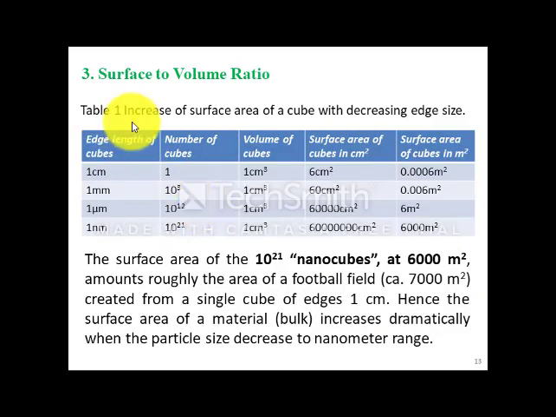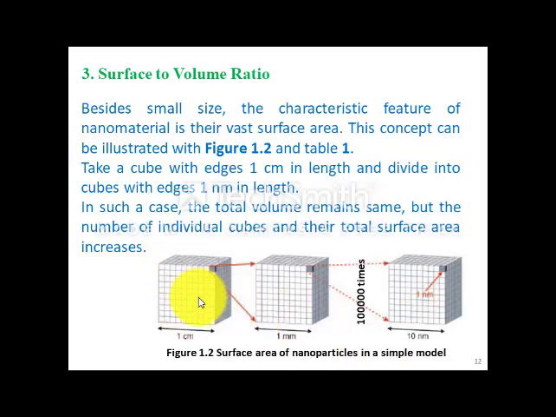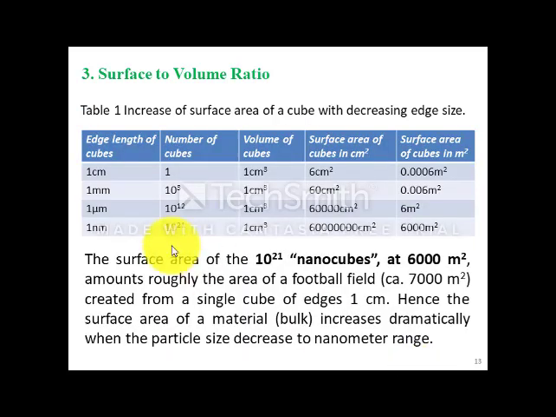This is the table which shows the calculations from the previous figure. If we divide a 1 centimeter cube into 1 nanometer cubes, how much can the surface area increase? The overall volume of all the cubes is 1 cubic centimeter. The first one, whose edge length is 1 centimeter, has only one cube, and its surface area is 6 centimeter square.